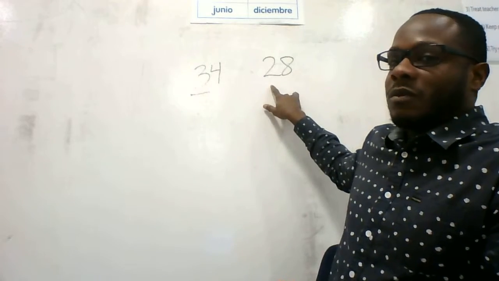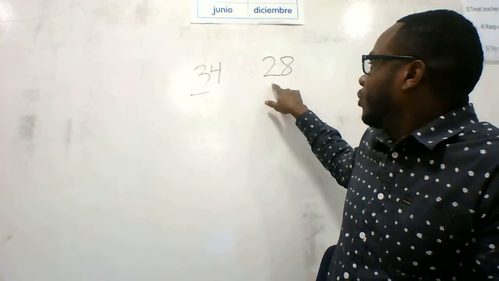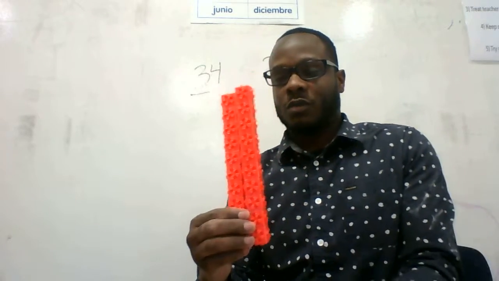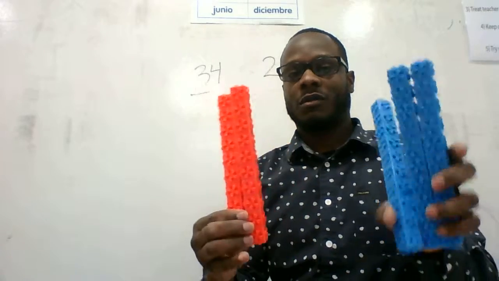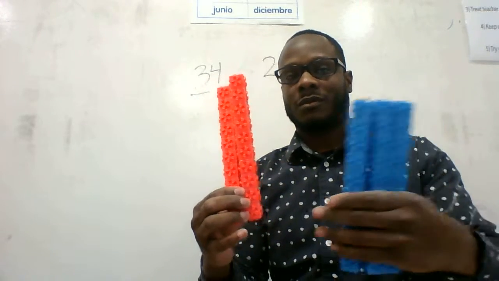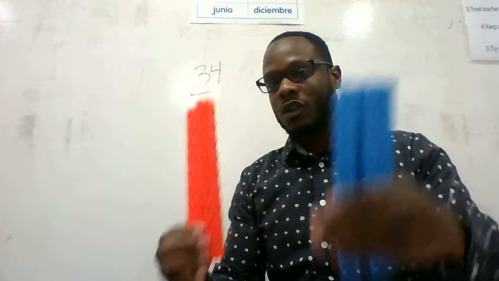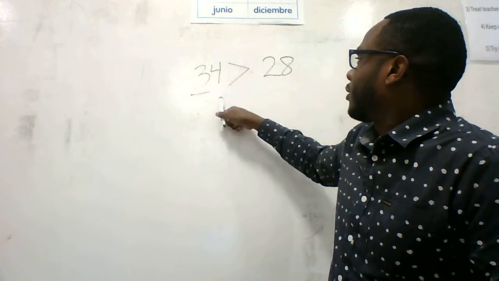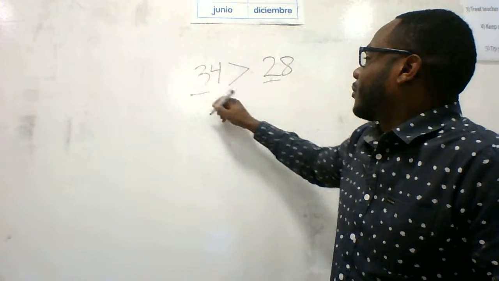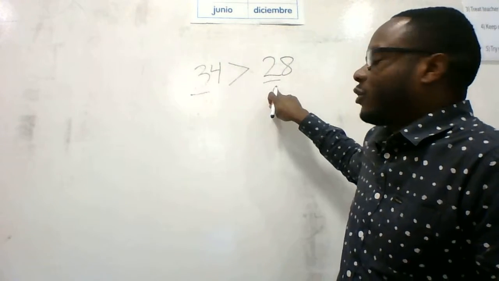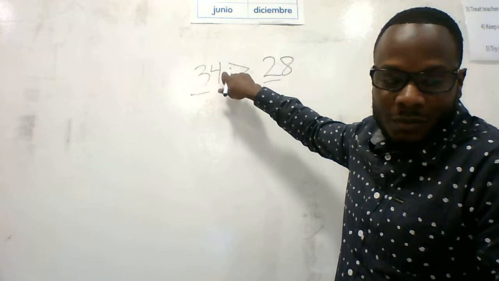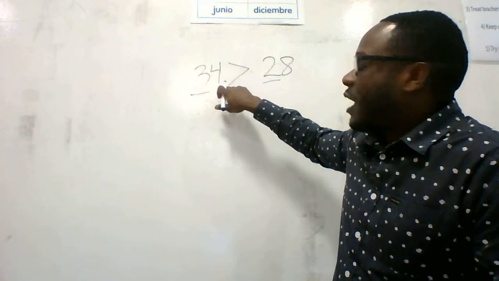For the 28, how many blocks do you think we have? For the 10s place, we have 2. We have 10, 20. So which one is more? Is 2 more or 3 more? You can plainly see that 3 is more. So 34 is greater than 28. We had 3 here, we had 2 here. And the opening of the greater than symbol goes to the higher number.